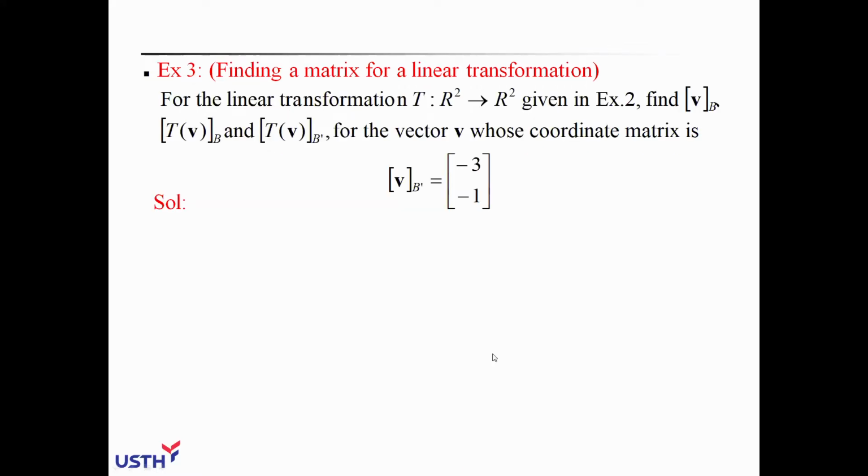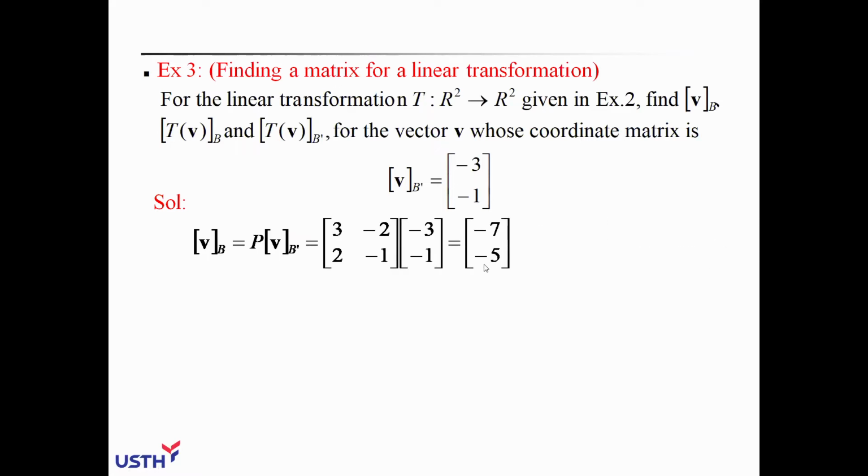And the next one, you are required to find a matrix for a linear transformation T from R2 into R2. It is given in example number 2. We did it already, and you are required to find the coordinate of V relative to B prime, T(V) in B and T(V) in B prime, for the vector V. And here the vector V has coordinates -3 and -1. So how can you get it?